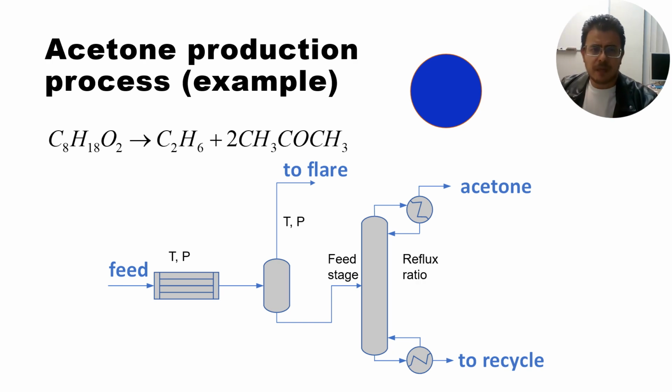Each of these equipment has key variables. For instance, the temperature and pressure of the reactor in order to change the conversion, the temperature and pressure of the vessel in order to change the vapor fraction from the feed in order to separate more ethane, and the reflux ratio and the feed stage for the distillation columns in order to increase the mole fraction of the acetone or the mole fraction of the stream to recycle to the reactor.